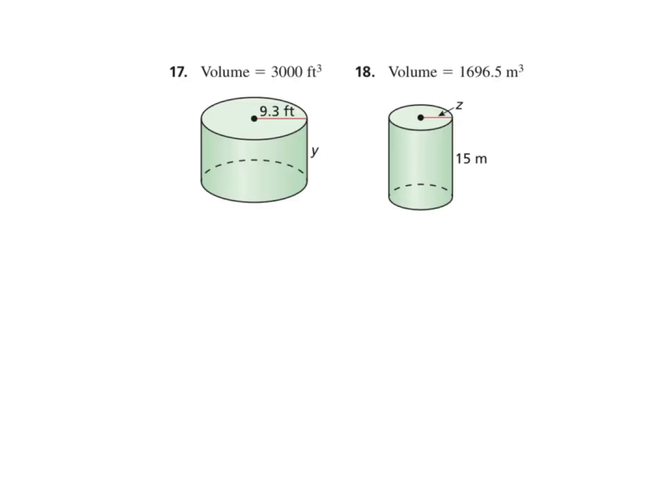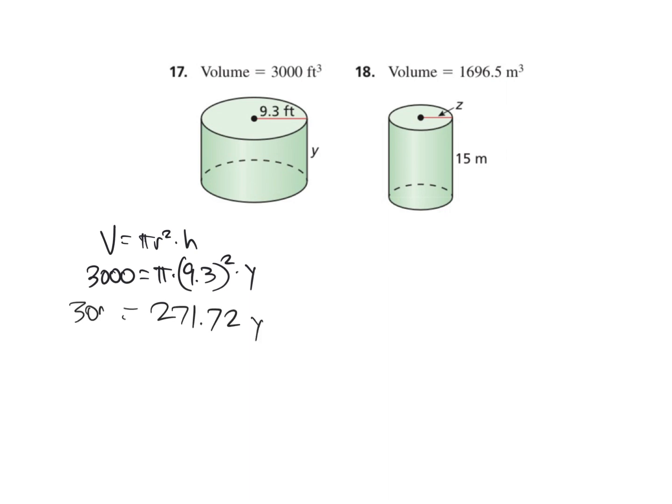Okay, now we go to the volume of a cylinder. Pi r squared times the height, that's your volume. They give us 3,000. Pi, the radius is 9.3, so we have to square that. And y is our height. So 9.3 squared times pi equals 271.72 y. So we're going to take 3,000 divided by that answer, and we get 11.04 for y.